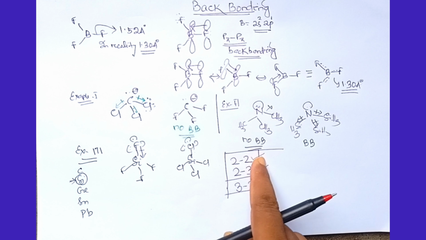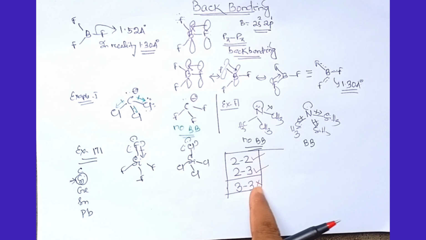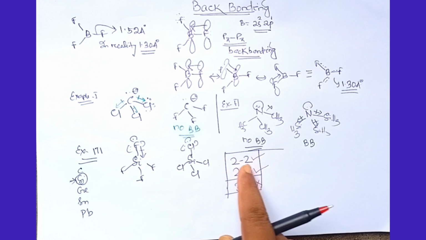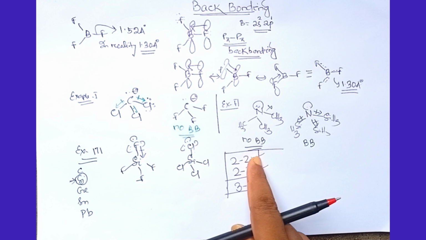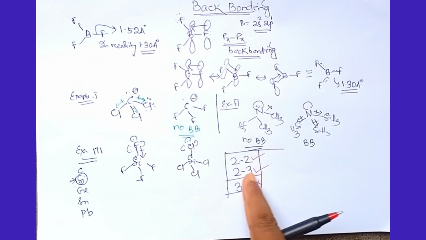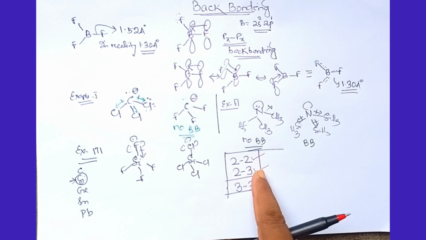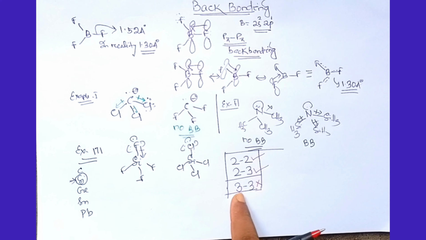So what do you mean by 2-2, 2-3 and 3-3? 2-2 means both the donor and acceptor atom belong to the second period. 2-3 means one donor and one acceptor, one belongs to the second period, the other belongs to the third period. But whenever both the donor and acceptor atoms belong to the third period, at that time no back bonding is possible.